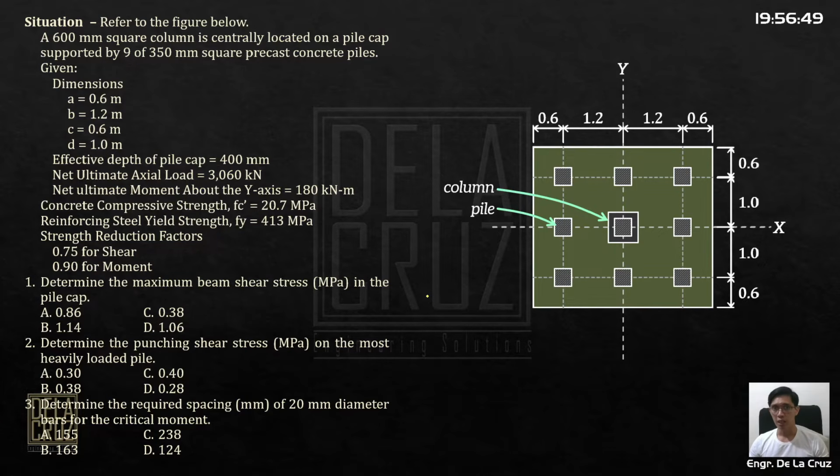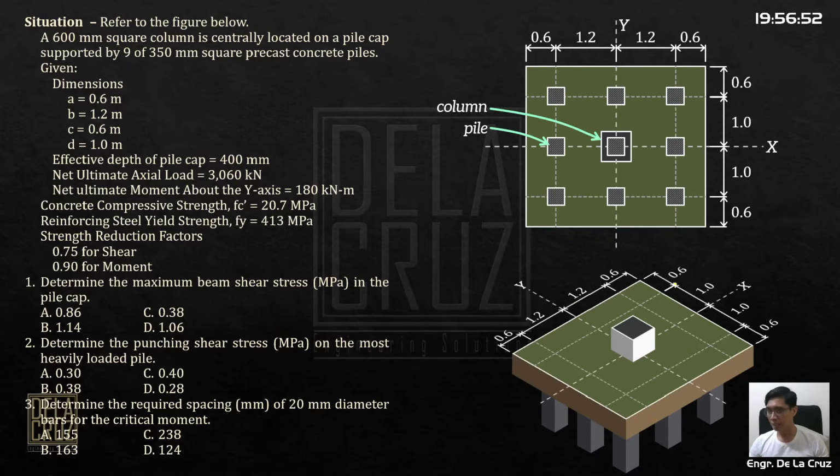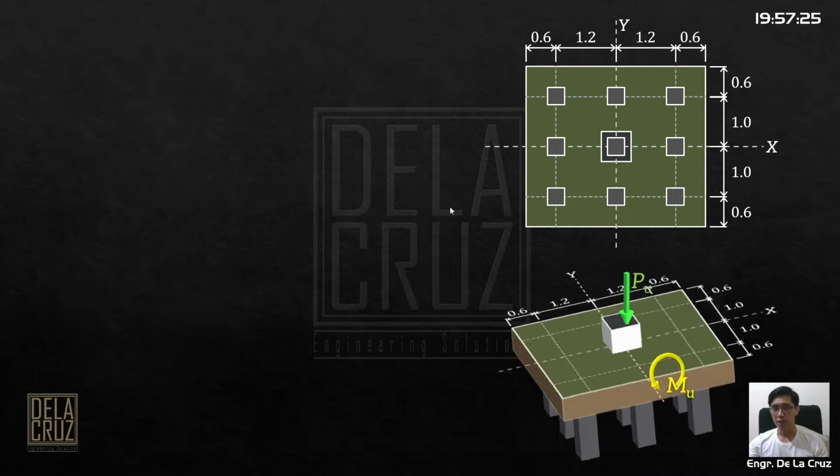dimensions. Alright, so kung titingnan natin yan sa 3D, the moment is applied about the y-axis. Importante yan. About the y-axis. Kasi pag mabaligtad mo yan, I'm sure merong lalabas dyan. Ganun ka strict to si examiner. So, ito yan. About the y-axis. Tawagin natin siyang MU. Okay? So, meron tayong PU. That's the load. 3060 kilonewtons. So, about the y-axis, pinakita lang natin to para mas maintindihan yung loadings.